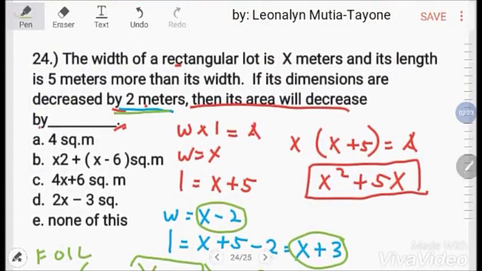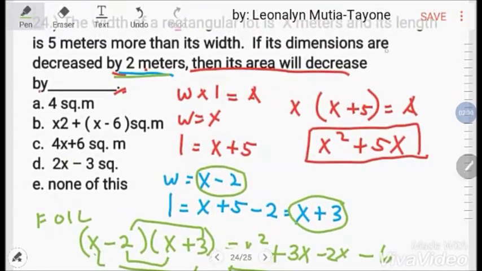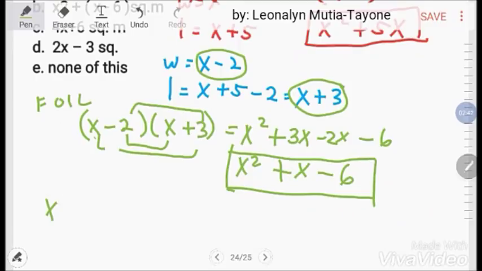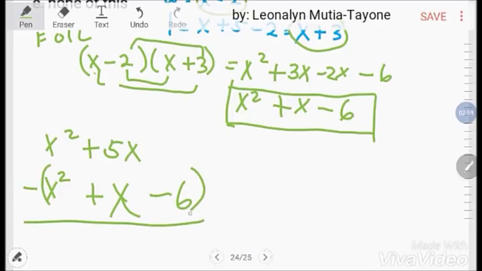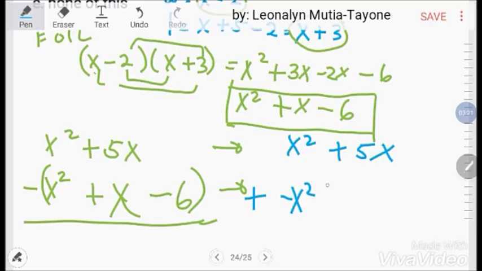Ngayon ang tanong, if its dimensions are decreased by 2 meters, then its area will decrease by... So, ilan daw yung na-decrease na area? X squared plus 5x minus x squared plus x negative 6. So, ito ay minus to. I-change muna natin, gawa tayo ng ibang kulay. X squared plus 5x. Tapos gawin natin i-plus. And this will become negative x squared. And this is negative x. And this is positive 6.